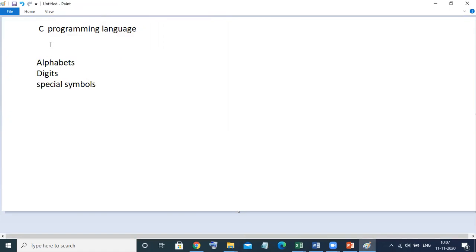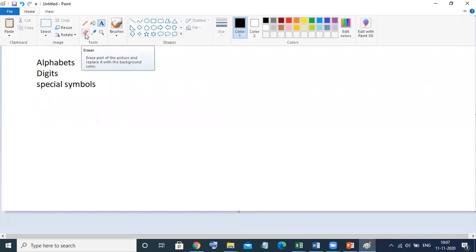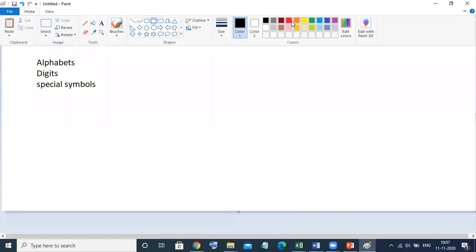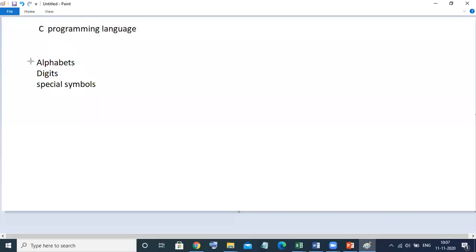This is the basic first step. Like what we have seen in the English language, we have seen that the basic step is what? Alphabets. But here we should learn these three things. The first thing is alphabets. The second thing is digits. And the third thing is called special symbols.